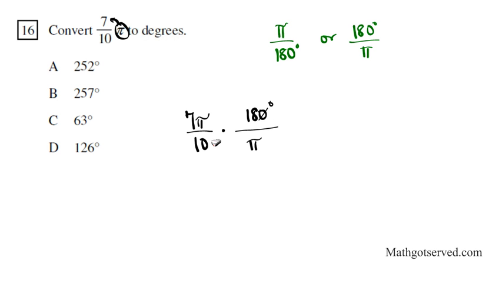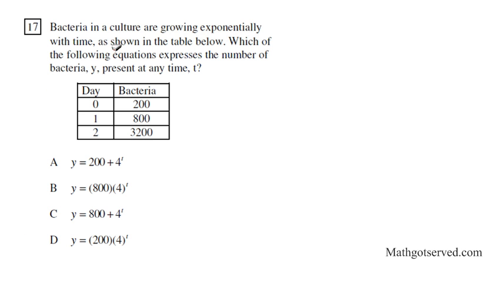So these zeros divide out. Let's see, the pi and the pi here, they divide out to 1. 7 times 18 is the same thing as 70 plus 56, which is 126 degrees. The answer to number 16 is D. Alright, moving along, question 17.